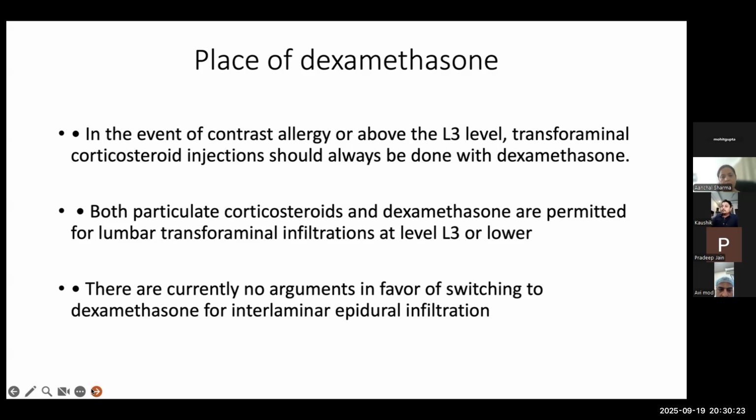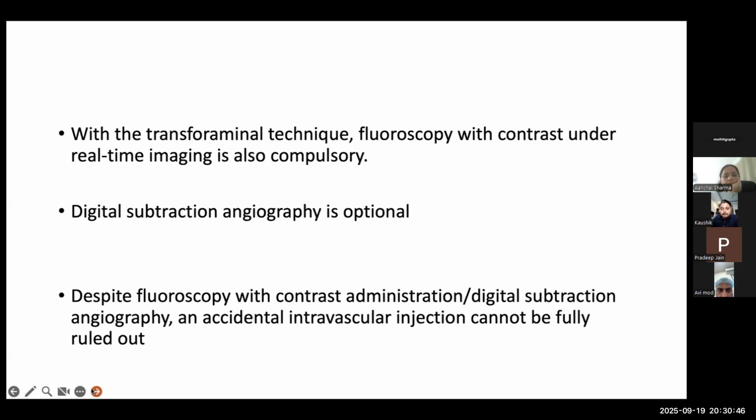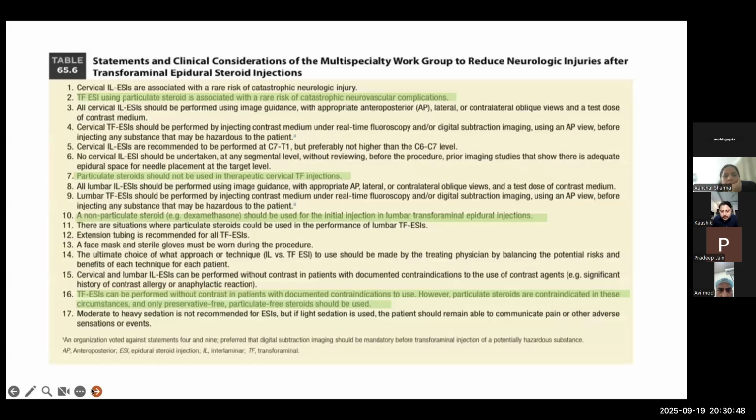So what do the standard books say about this topic? This is from Practical Management of Pain, the 6th edition by Dr. Thomas Carlyle. They actually have quite a few guidelines, but I have highlighted the main ones.